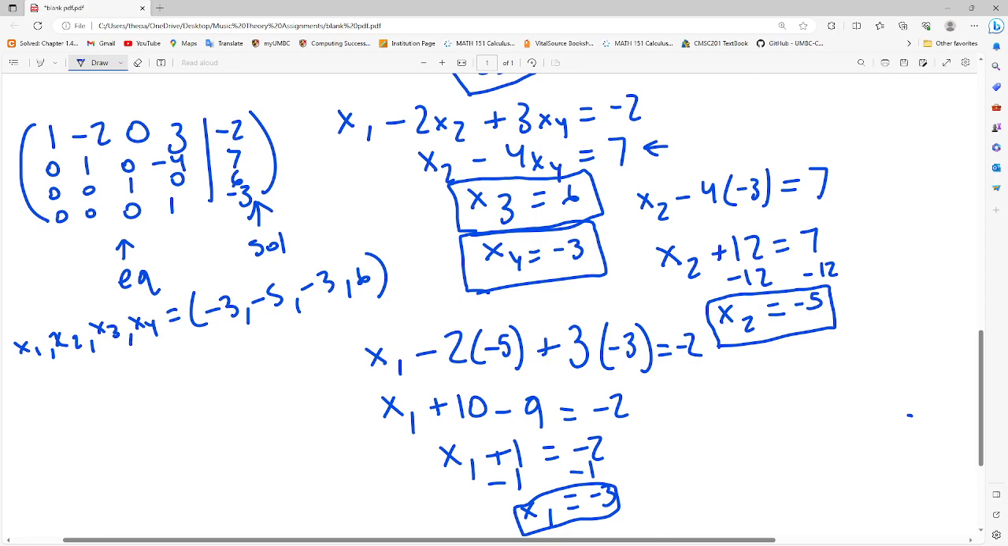I messed this up. Hang on. I made a little bit of an error right there. So what I did is I wrote it in the wrong order. We said x1 is -3. We said x2 is -5. We said x3 is 6. And x4 is -3. So that's going to be your answer.